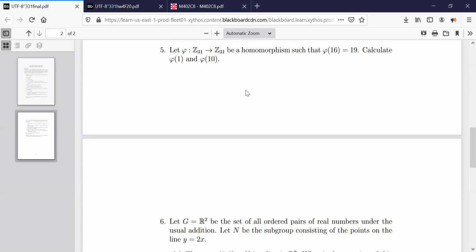Just 1. Yeah, and so that tells us that phi of 16 plus phi of 16 is going to be equal to phi of 1. That's going to be equal to 19 plus 19 mod 31. And then once you have what phi of 1 is, it's really easy to calculate whatever else you want just by multiplication and then modding it out.